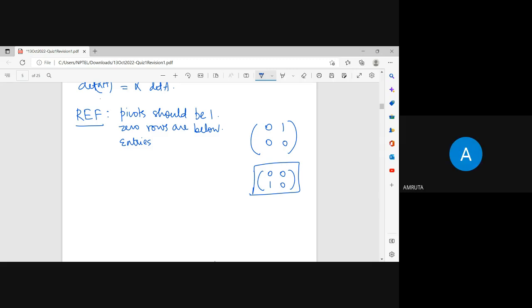The basic rule for pivots is that there should be a zero row below the non-zero row. Is this matrix an REF? If there is a zero row, it should be at the bottom. It shouldn't come on top. This is a pivot. Entries below the pivot should be 0, right?